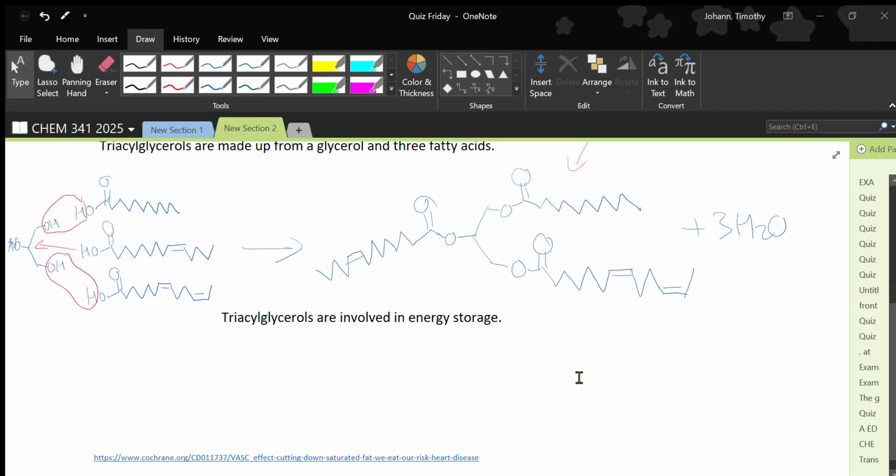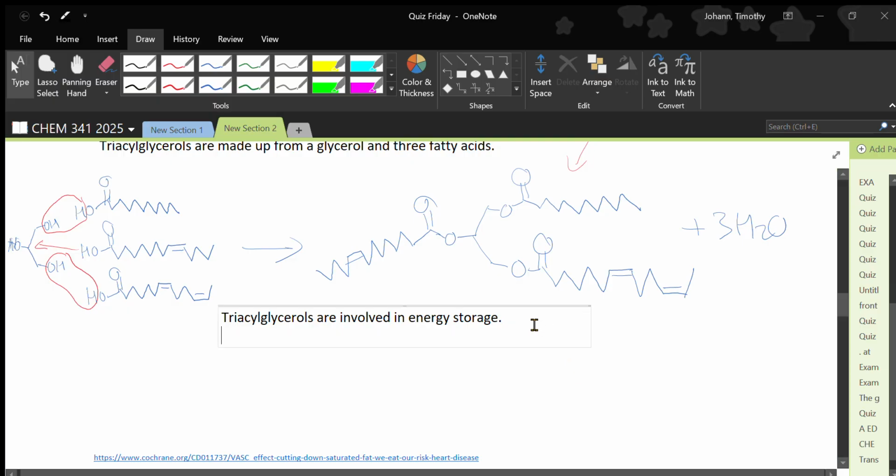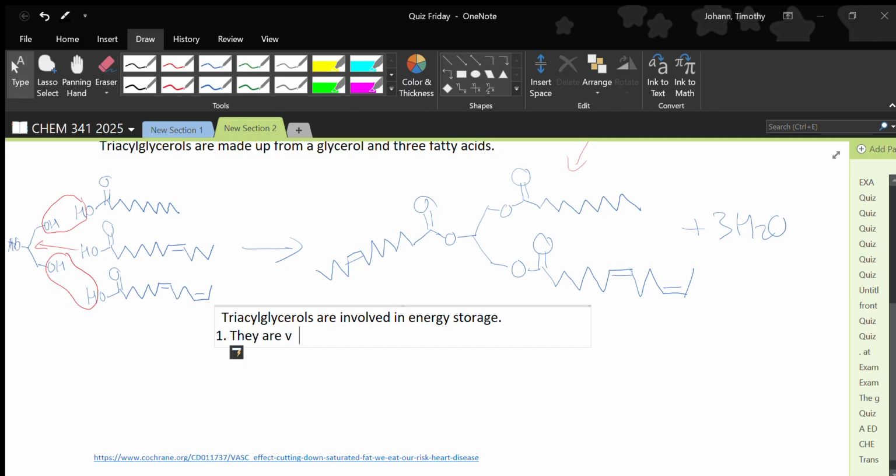Okay, there are two ways to think about that. These molecules can store a lot of energy because they have a lot of oxidation to go. One, they're very reduced, so you can get a lot of energy by combining them with oxygen. They don't contain much oxygen, so a lot of energy can be gained by oxidizing them.